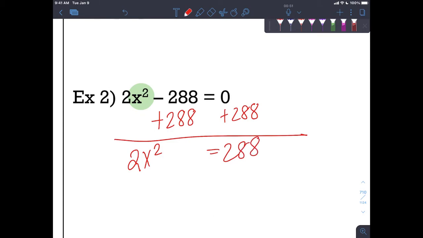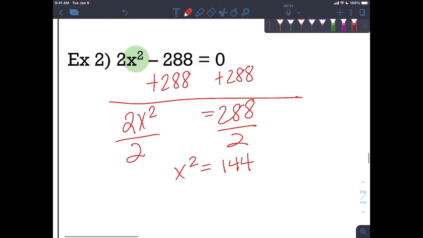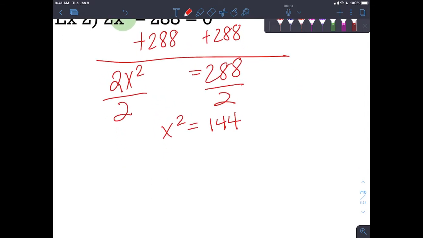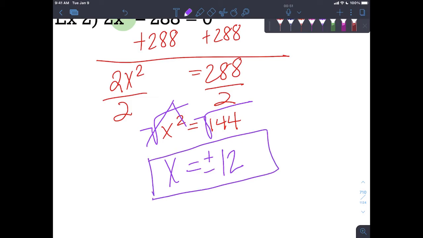All right. Now I'm going to say, okay, can I take the square root? Well, no. My x squared still isn't by itself. So let me get rid of that 2 by dividing because it's multiplying. All right, so now I'm somewhere. Let me go ahead and take the square root of both sides. This guy cancels. And I'm going to ask myself, what is the square root of 144? I believe it is 12 plus or minus because it can be either one. There's my answer. Super simple.